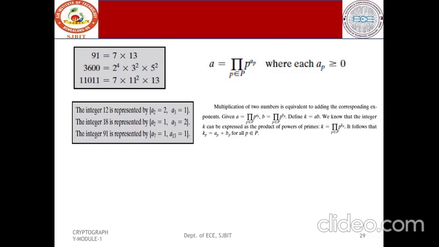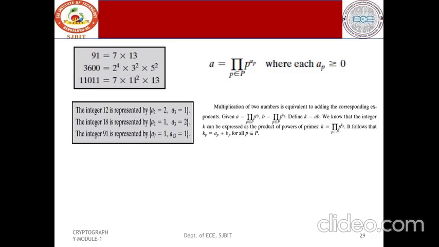So k can be written as ab, the product of a and b. If a is 12 and b is 18, then this can be written as 4 into 3, so 4 can be written as 2 square, and then 2 into 3 square, giving 216. Similarly k2 is 2 plus 1, which is equal to 3. And k3 is 1 plus 2, which is equal to 3. Therefore 216 is equal to 2 cube into 3 cube, that is 8 into 27.